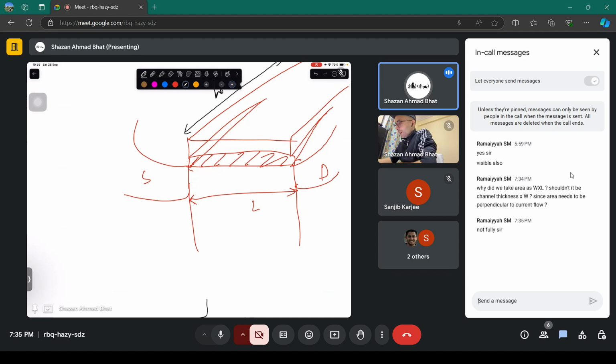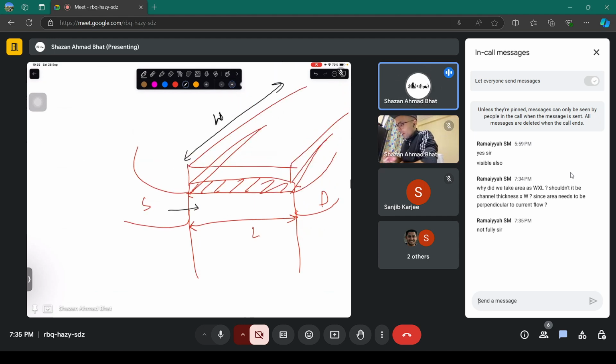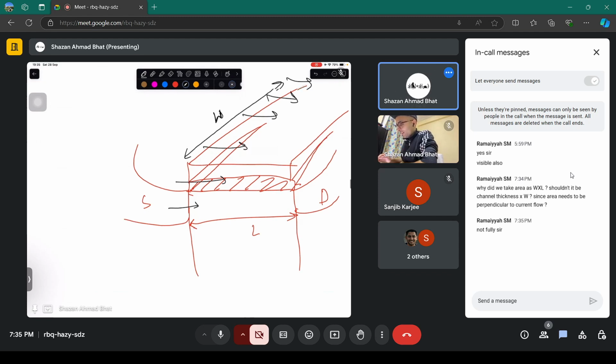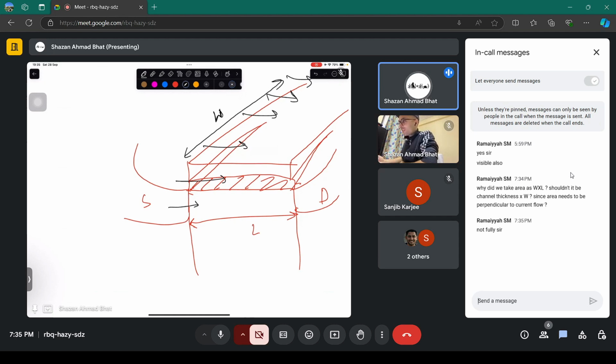So you have to imagine it in 3D. Current is not flowing in a 1D fashion like in this region here. It is flowing throughout in three dimensions, like this. The area will be the overall channel length into the width, the overall spread of the entire channel in 3D. It's a slab.